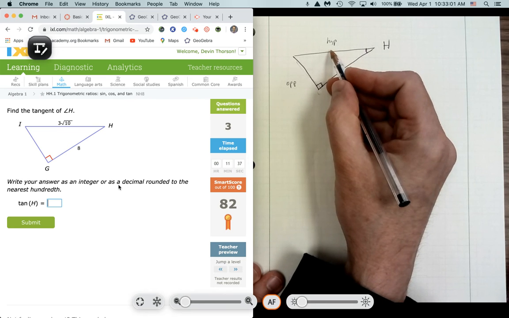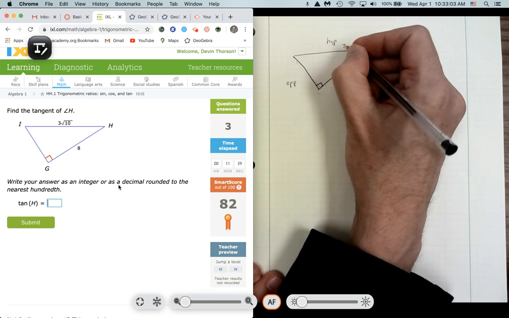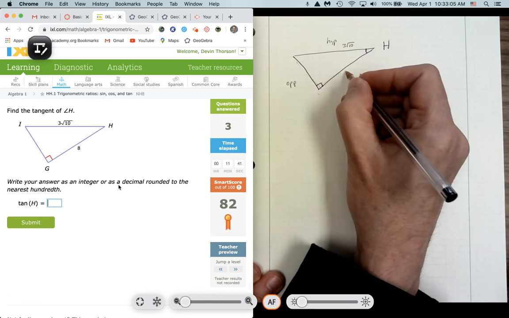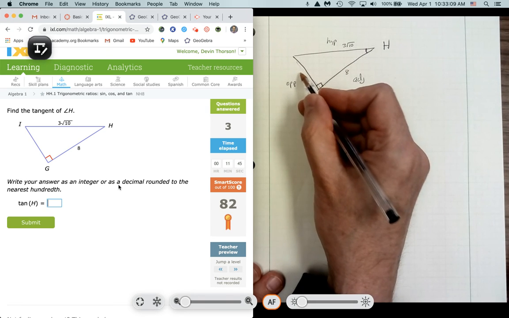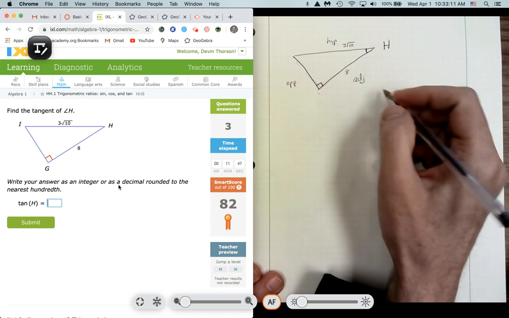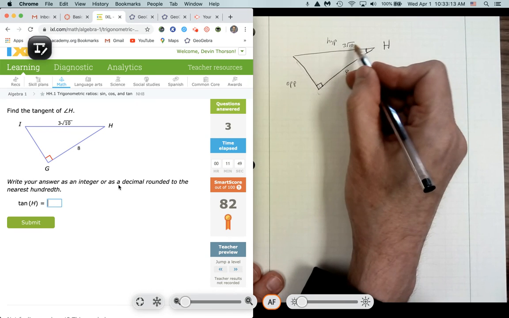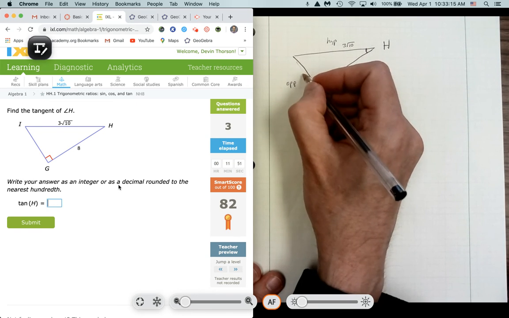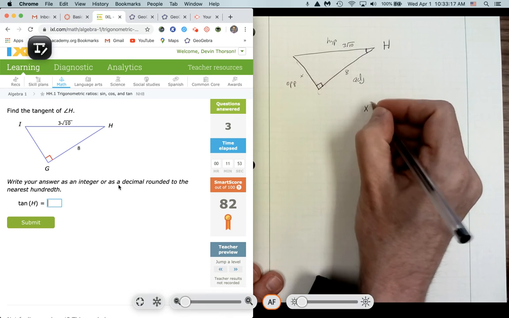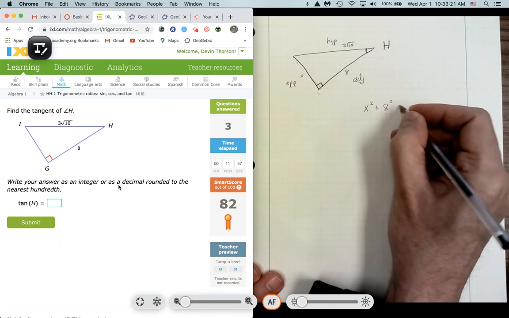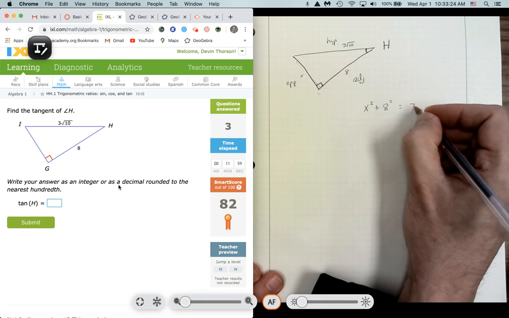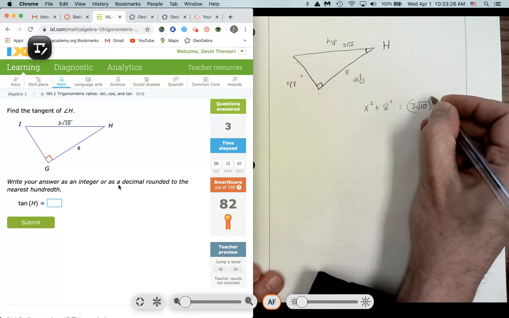Now I'm going to put in the values I know. I know this one's the 3 square root of 10. I know this one here is 8. Now I'm going to have to use Pythagorean's theorem to find this missing side. Now, remember, the hypotenuse is always the one by itself. So I'm going to label this x, and I'm going to go x squared, that's like a squared, plus b squared, 8 squared, equals 3 square roots of 10 squared.